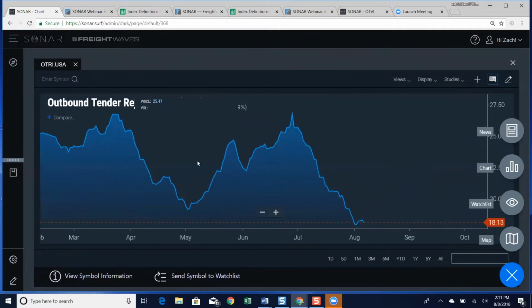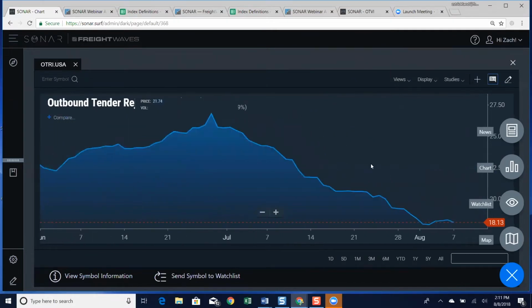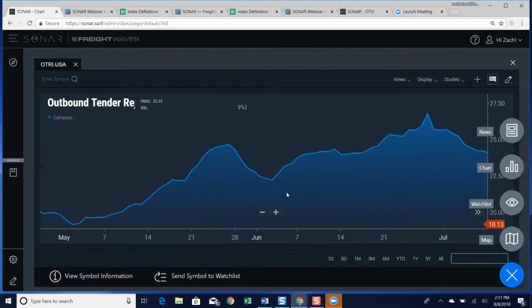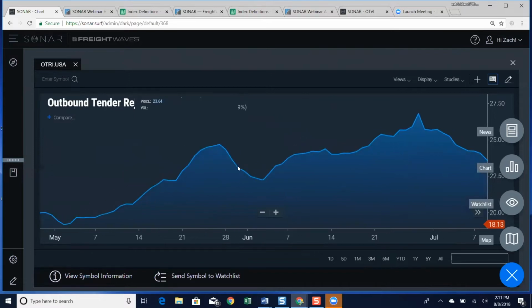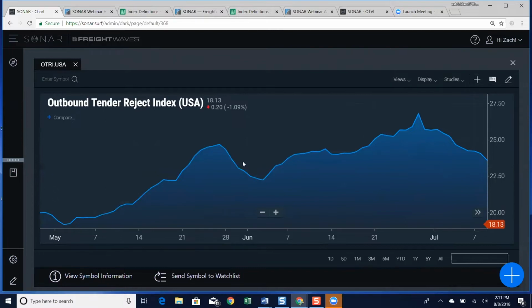So here in June, you see that the tender rejection index somewhat increases.